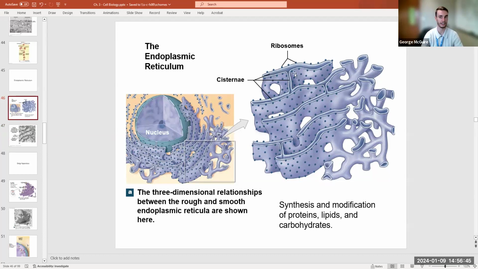And so the proteins made on the rough ER can be sent directly into the internal space of the endoplasmic reticulum, where they can be further modified or packaged up and then sent out to where they need to go. The smooth endoplasmic reticulum does not have those ribosomes, and so is mainly going to be working with and adjusting lipids and carbohydrates.